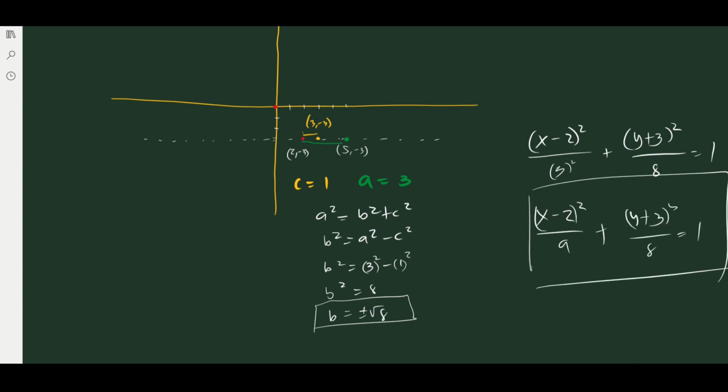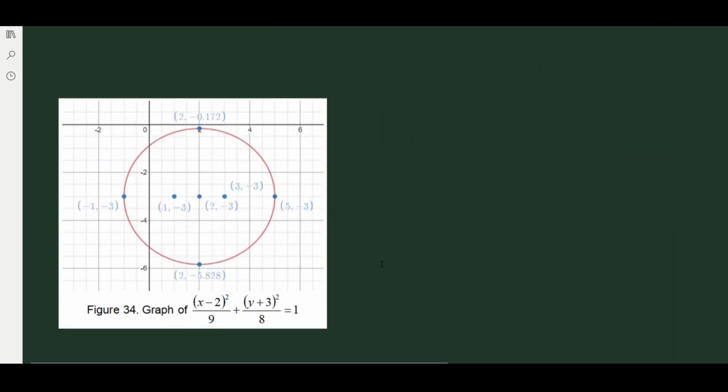So there you have it, ladies and gentlemen, our equation for the ellipse. Now, if you want to plot that using a graphing tool, this is what we will get.